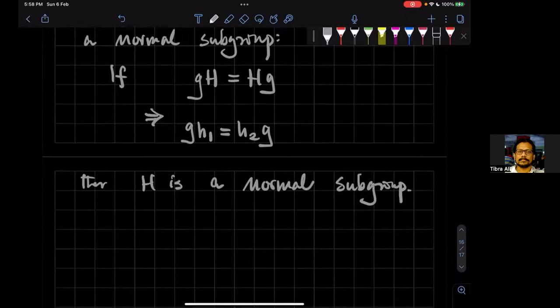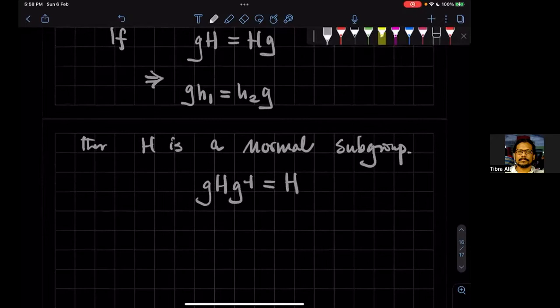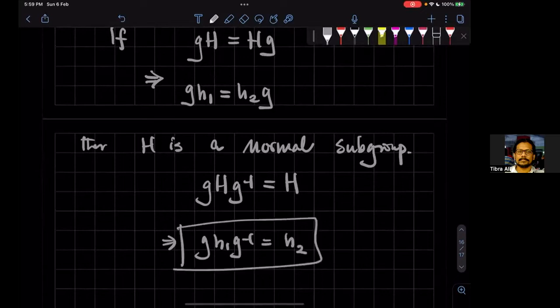Another way of writing this, a bit of an abuse of notation, is this, okay? So this means that gH1g inverse gives you... Okay, so let's take a break now and we shall meet back here at 6:10, okay?